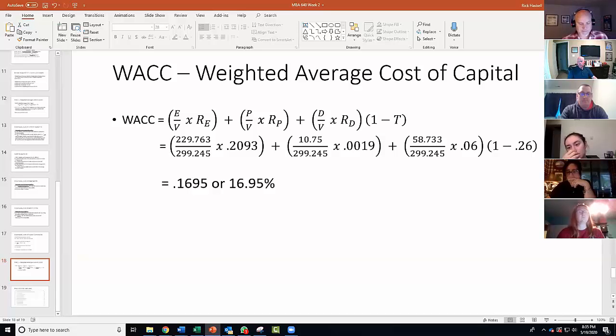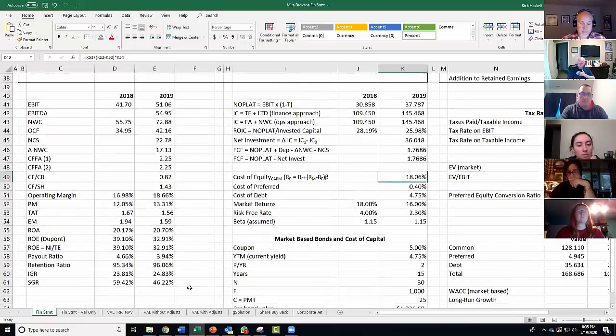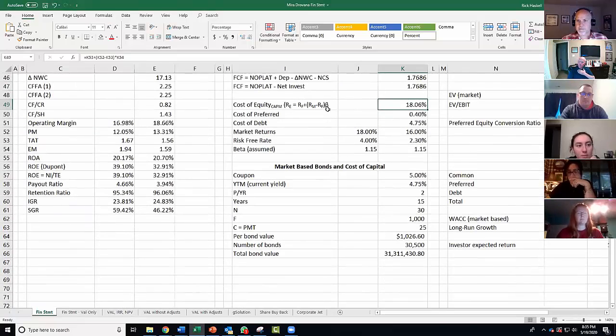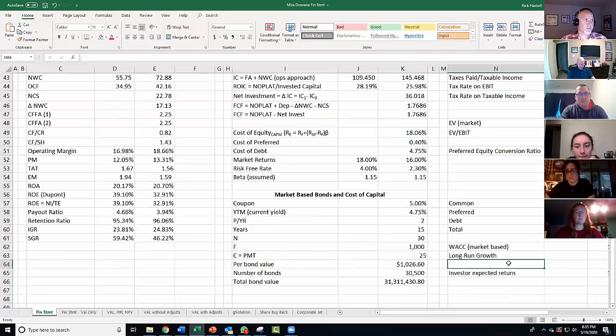All right, so let's turn to Excel for a moment. I want to show you a couple of things. I want to show you how I've put all of this together in Excel, which I've actually just walked through, but I want to give it to you again. And I want to show you how we came up with the WACC equation and such.